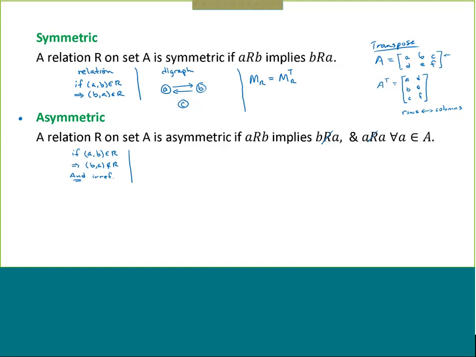If you look in your digraph, this is the situation where you either have two vertices with no arrows, no directed edges between them at all, like between A and C, or you have exactly one arrow between two vertices, like A and B. And the key thing here is no loops.